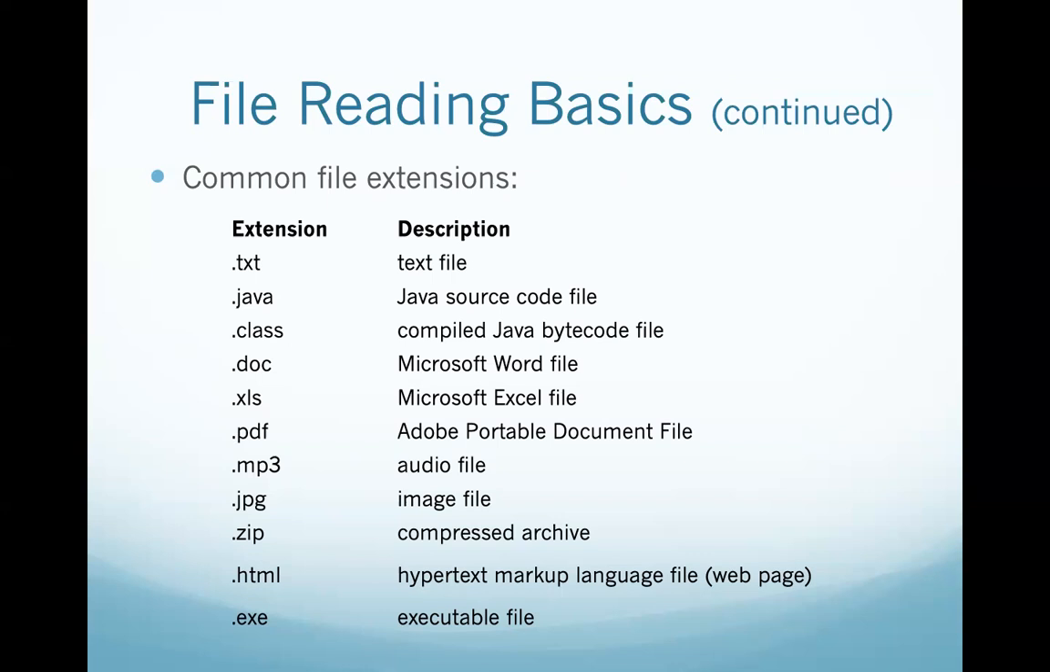DOC, XLS are Microsoft Word and Excel format. Then you have different binary formats like the Adobe Portable Document File, which we euphemistically call, or for short, call a PDF. There's MP3, JPEG, ZIP, HTML, EXE for executable, and thousands of other file formats and file extensions.